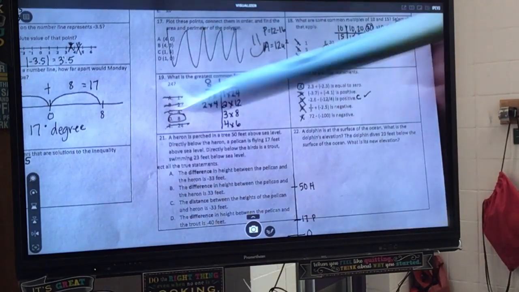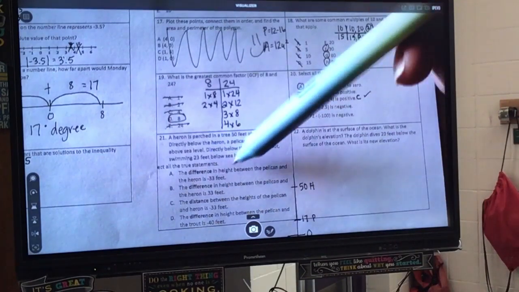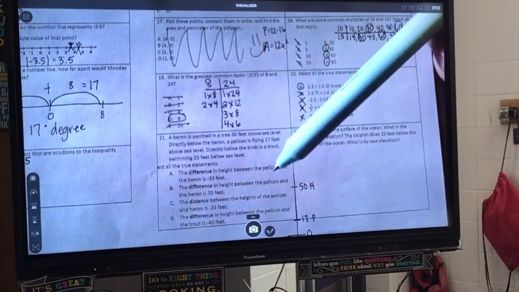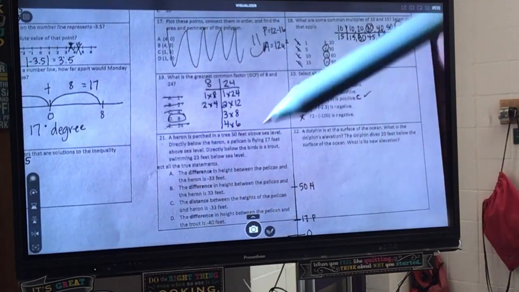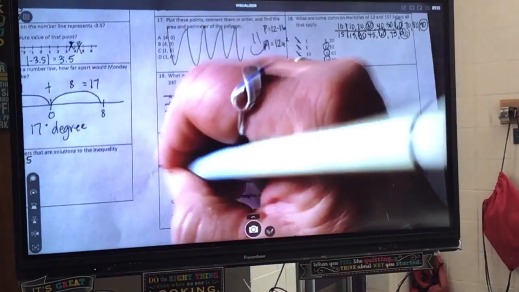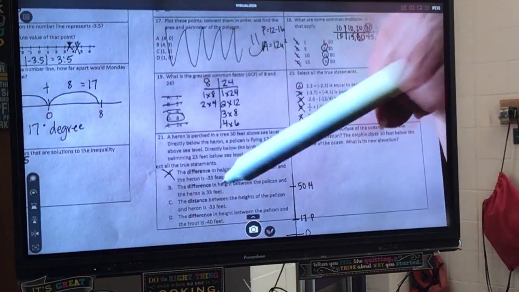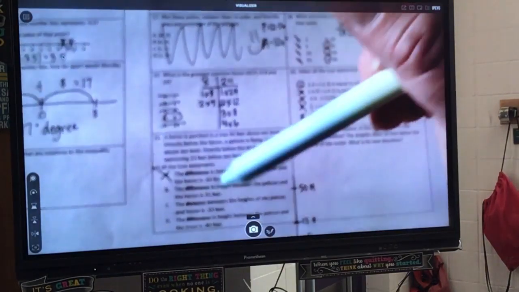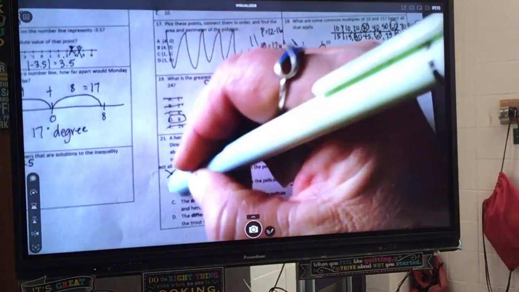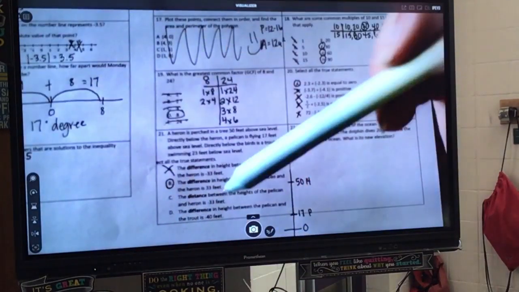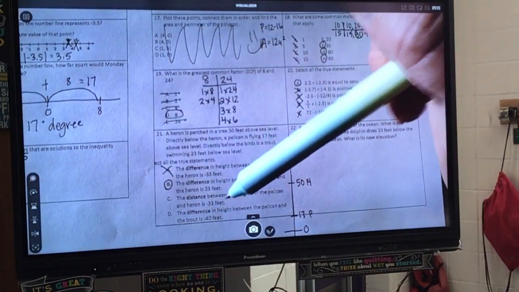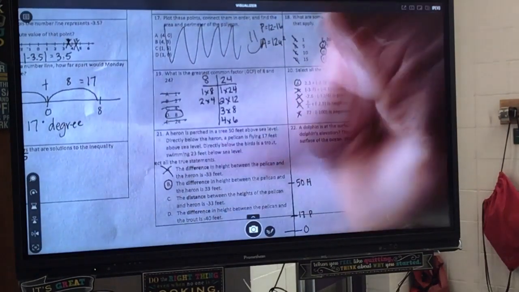Alright, so we're selecting all that are true. The difference in height between the pelican and the heron is negative 33 feet. Stand up if you pick that one. Why is that one not right? Emma? Because absolute value can't be negative. Right, cannot be a negative. The difference in height between the pelican and the heron is 33 feet. Stand up if you pick that one. That should be correct. The distance between the height of the pelican and heron is negative 33 feet. And we know why?